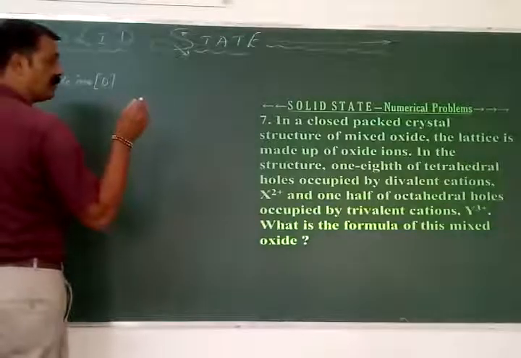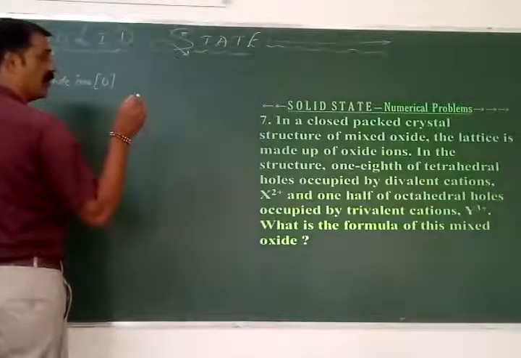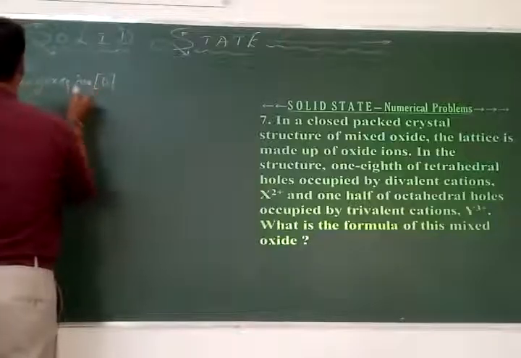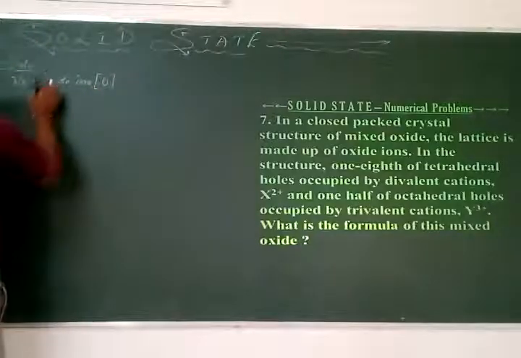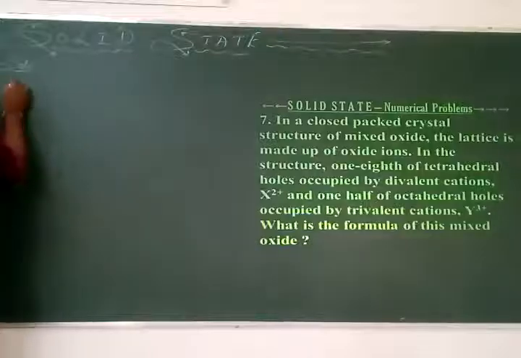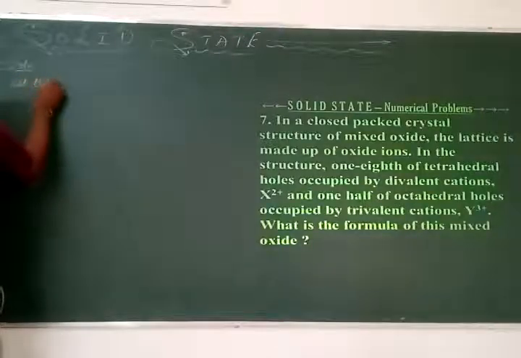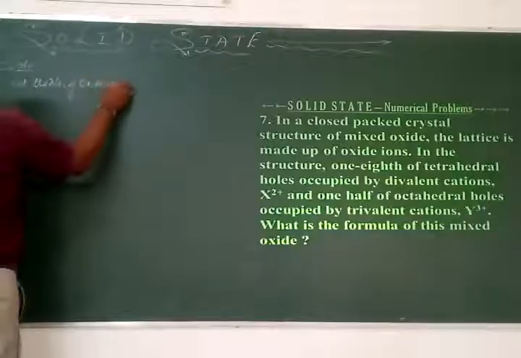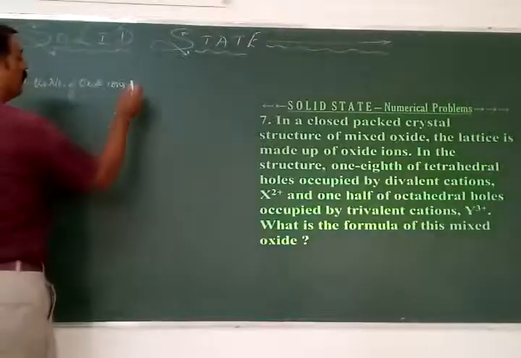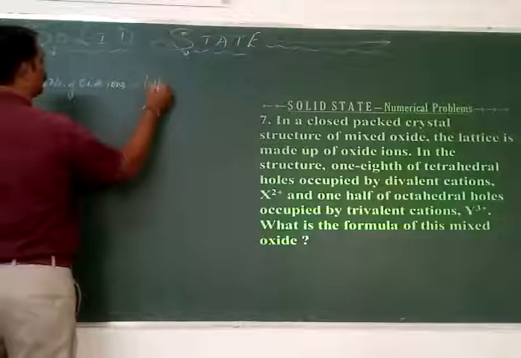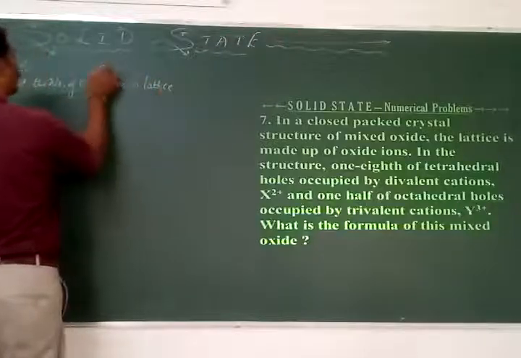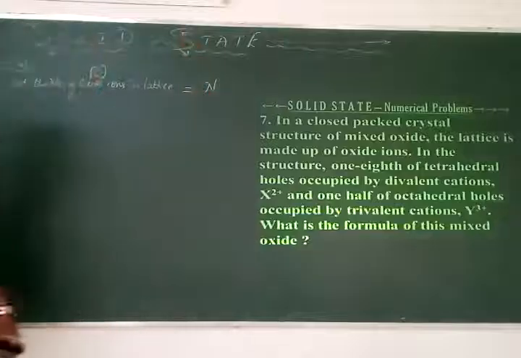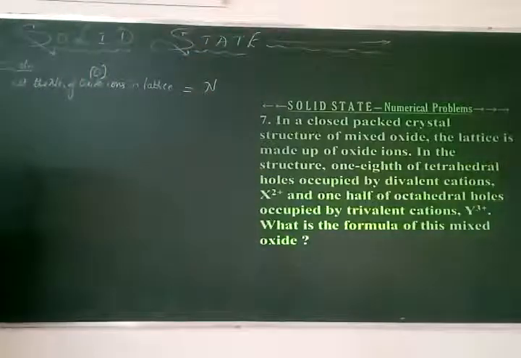Where it is actually in CCP, closed pack structure. Let the number of oxide ions in the lattice be, for example, N. What is N? The number of oxide ions.